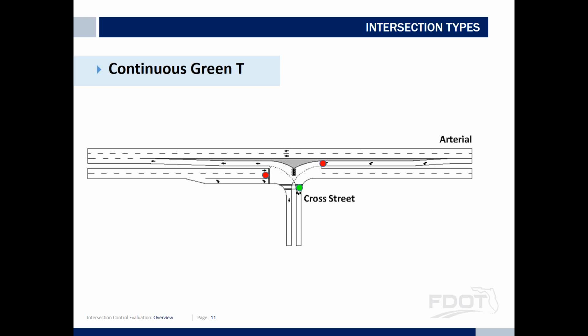Continuous green is something that you've probably all seen here in Florida. We do have them in South Florida, and I think there are some in District 5 also. The way they operate is basically having a continuous movement on the arterial, and then separating the left turn into the cross street by utilizing a left lane and signalizing that left lane.